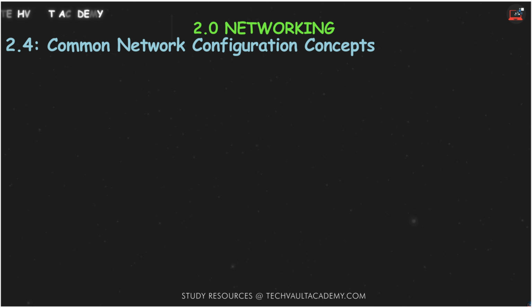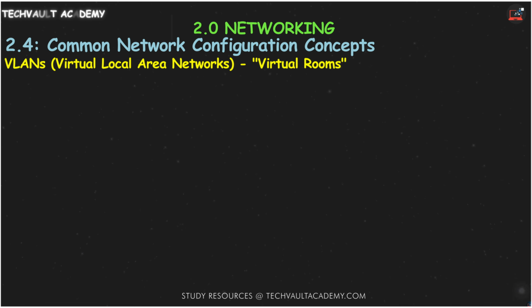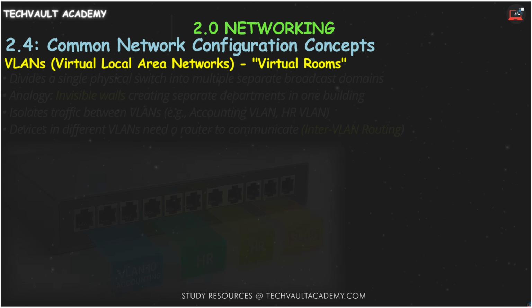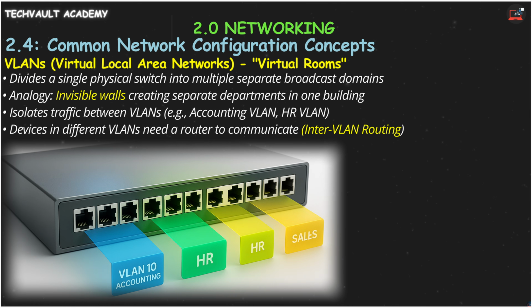Now let's talk about organizing networks with VLANs, Virtual Local Area Networks. Imagine a standard LAN is an open office where everyone can hear everyone else's broadcasts. A VLAN allows you to take a single physical network switch and divide it into multiple separate virtual rooms or broadcast domains. Think of it as creating invisible, secure walls within one building.